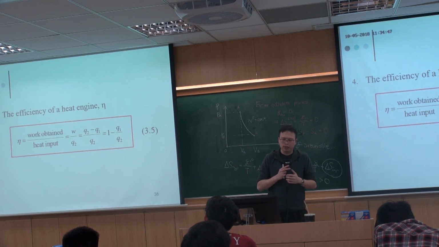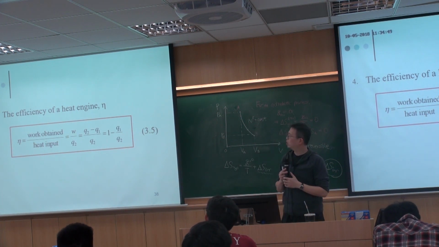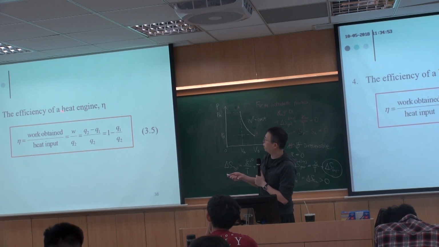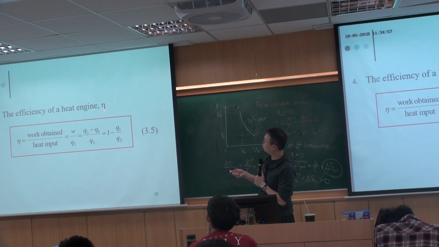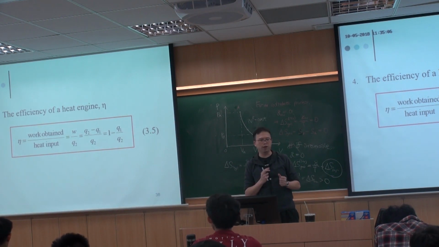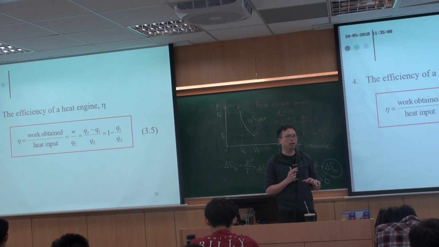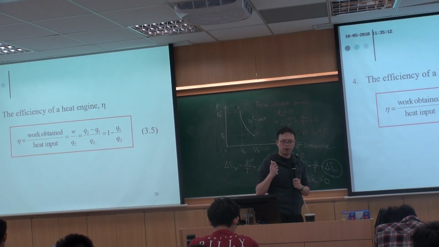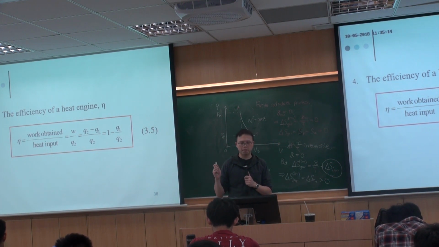But conceptually, if you don't want to think about the engine that much, you can always just define the efficiency of a heat engine, represented by eta over here. And eta is the work obtained over the heat input. So this is an important definition of efficiency. For many different kinds of tools, we will define the efficiency like this.